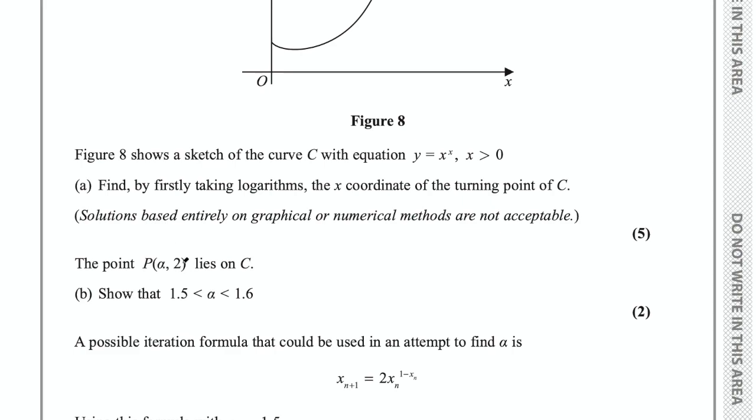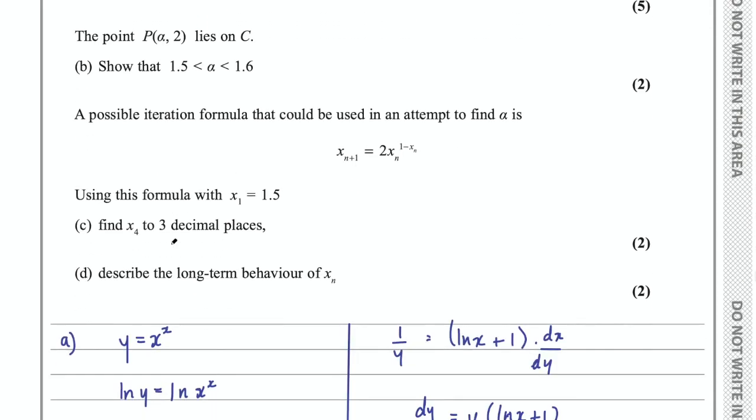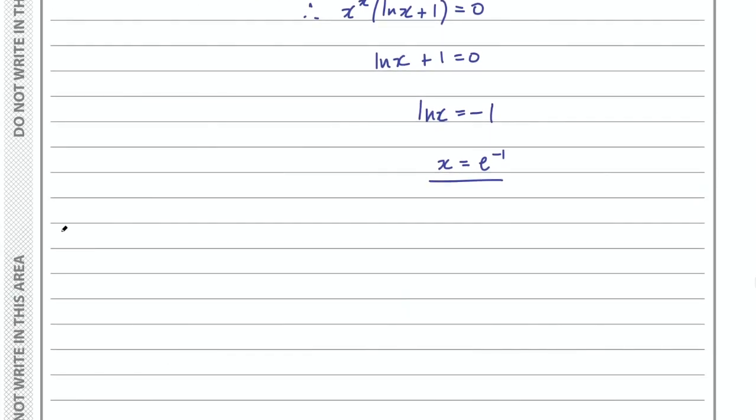Alpha for x, and then hopefully we get numbers either side of 2 to show that when alpha is between these numbers, then we would have the y coordinate of 2. Okay, so for part B, we are given the point P (alpha, 2), and so then we can plug in 1.5 for x. So we know y equals x to the power x, so this would be 1.5 to the power of 1.5. Let's put that into a calculator.